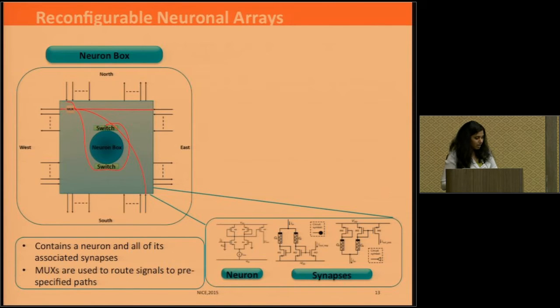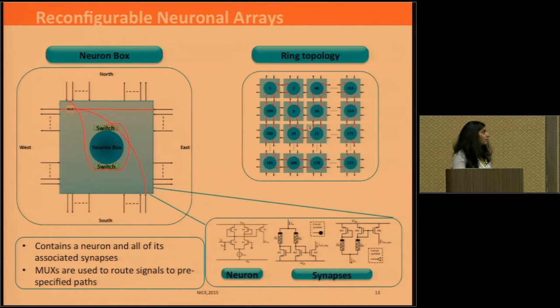So from there, once we identified the topologies we want to work with, we actually build the architectural realization. You could think of this neuron box as similar to a configurable logic block. All the neurons and their associated synapses are in this box. Again, the implementations of the neurons and synapses are in here. We have a different implementation for excitatory and inhibitory synapses in here, and the muxes are used to route signals to pre-specified paths.